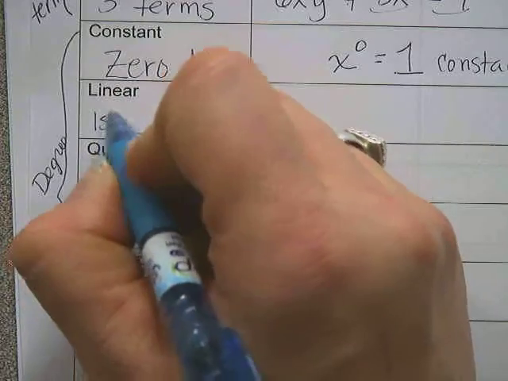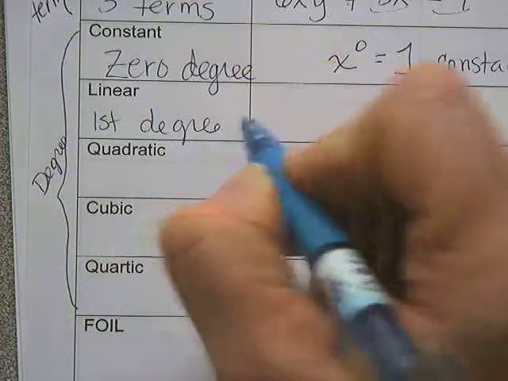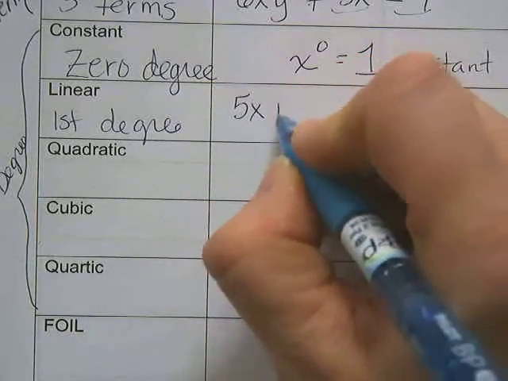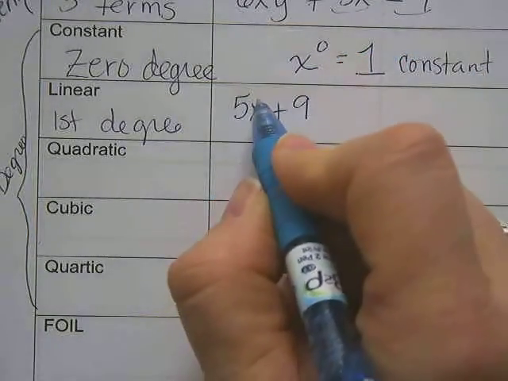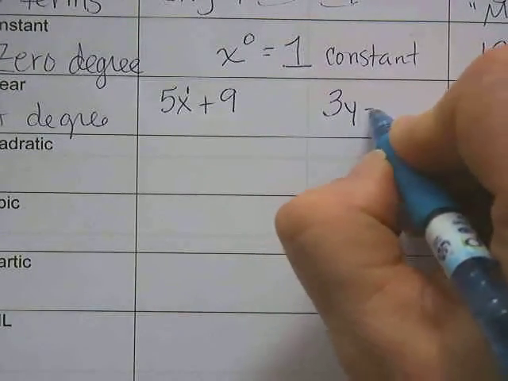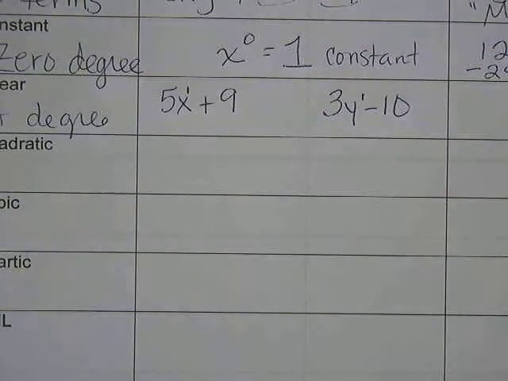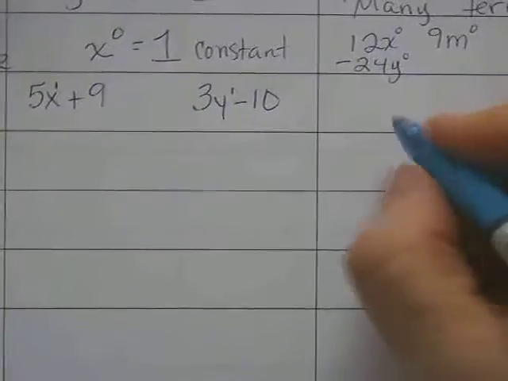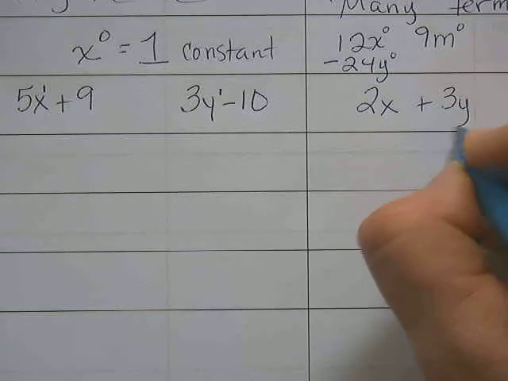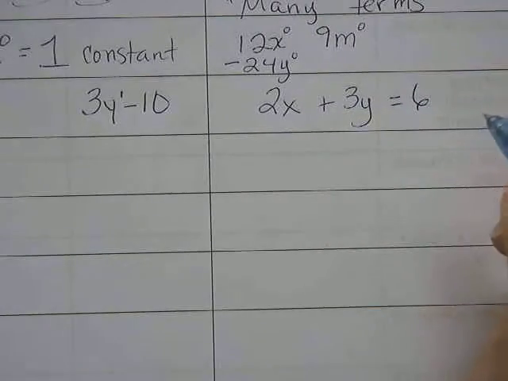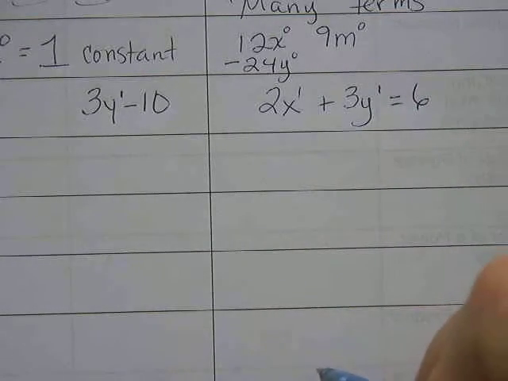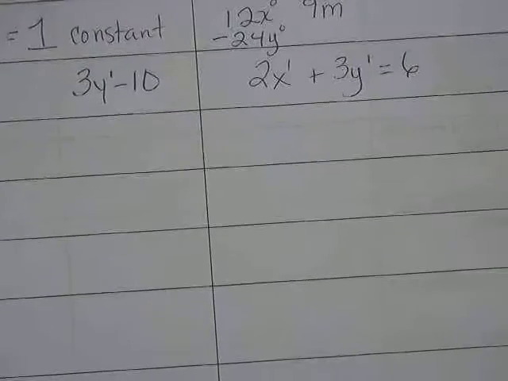We call something linear if it's first degree. And this is what you did a ton in pre-algebra. So 5x plus 9 is linear because it's to the first degree. 3y minus 10, first degree. Okay. 2x plus 3y equals 6. This is linear because it's to the first degree.